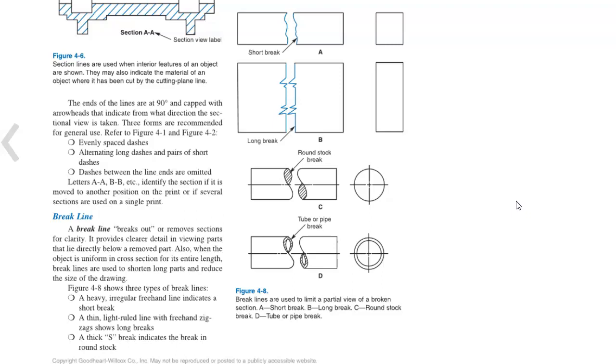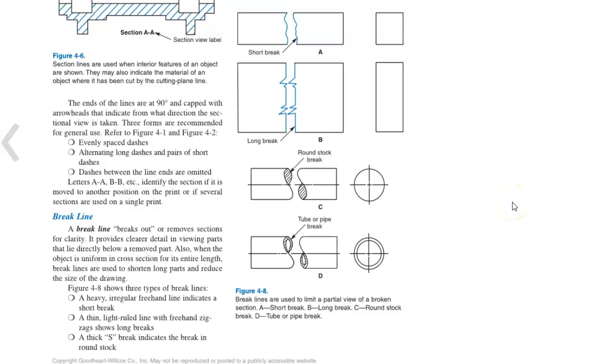Three forms are recommended for general use. 1. Evenly spaced dashes. 2. Alternating long dashes and pairs of short dashes. 3. Dashes between the line ends are omitted. Letters A-A or B-B, etc. identify the section if it is moved to another position on the print or if several sections are used in a single print.